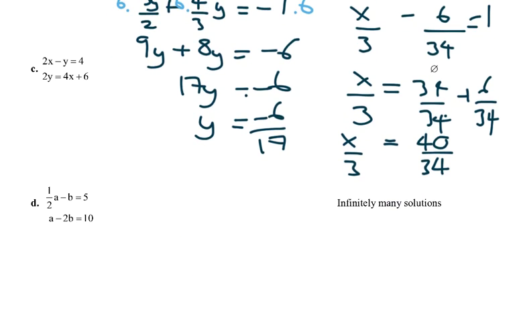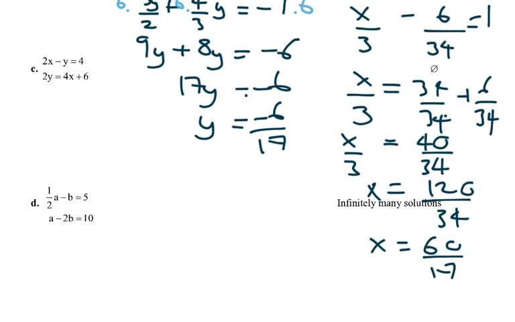Got more space, and so x is going to be equal to 120 over 34, and if we cancel that down, it comes to 60 over 17. So my solution set is 60 over 17, comma, minus 6 over 17.